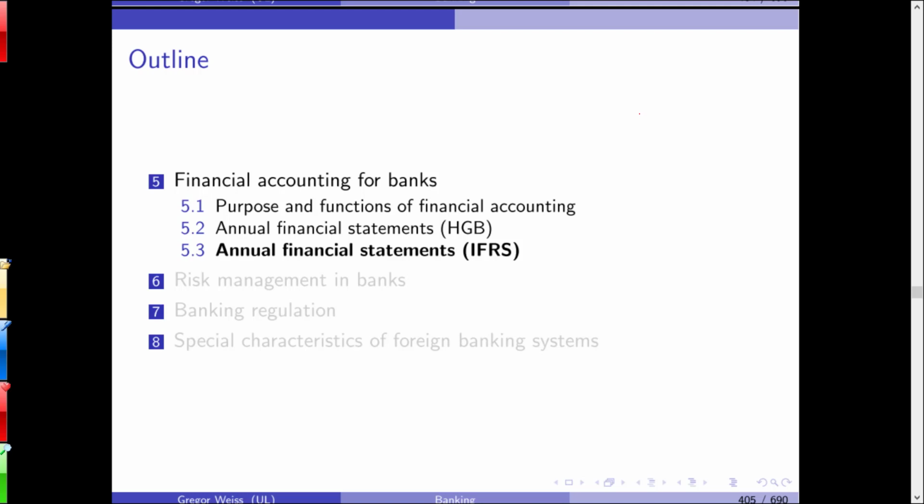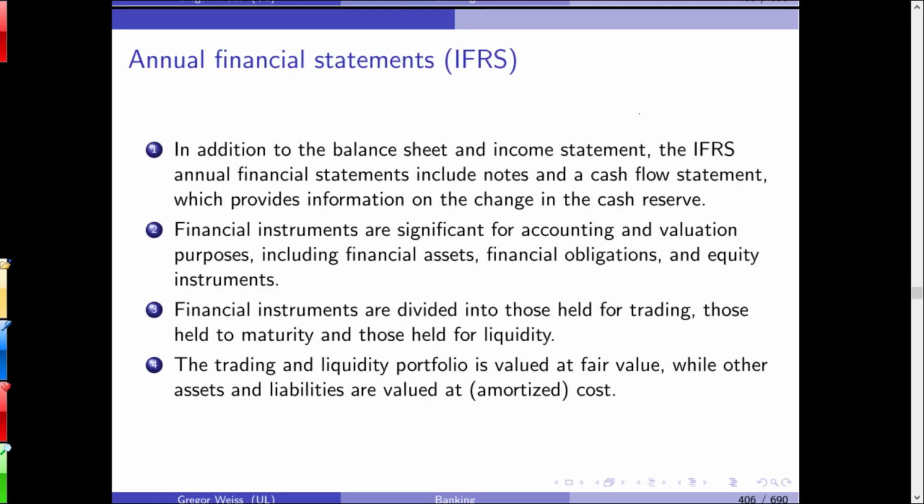Then let's briefly talk about annual financial statements under IFRS. There are some major differences. If you are interested in this, I would recommend going to a lecture on international accounting rules and IFRS, but here we just stick to the major differences and the things that concern banks. In addition to the balance sheet and income statement, the IFRS annual financial statements also include notes and a cash flow statement. The cash flow statement provides information on the change in the cash reserve of the bank.